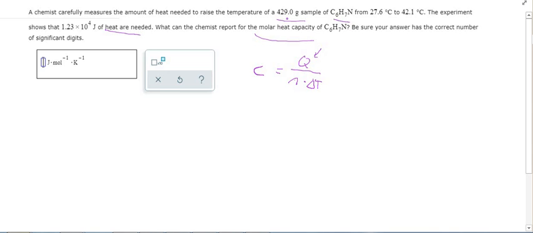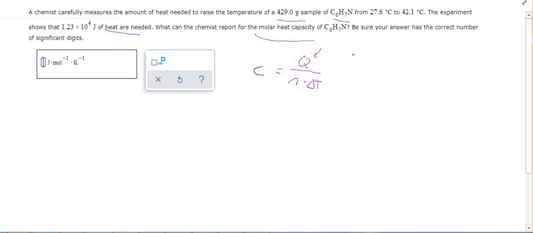The number of moles, when given a mass, I can calculate just by looking up the molar mass of aniline or calculating it. And the change in temperature, I can calculate that as well. So let's go ahead and start off with the number of moles.